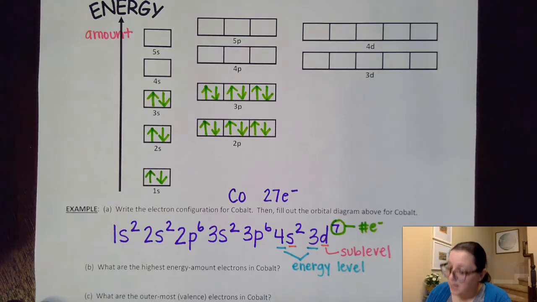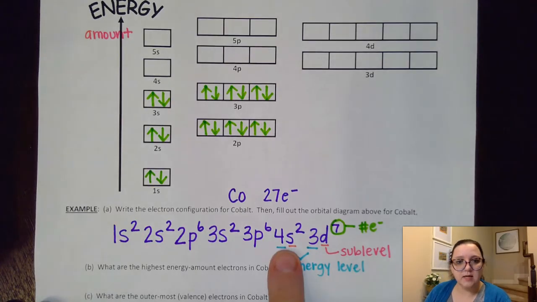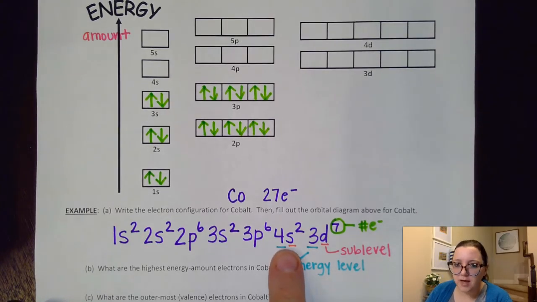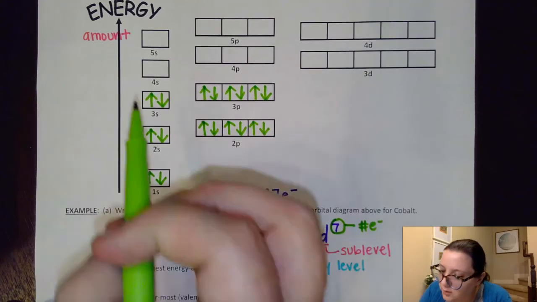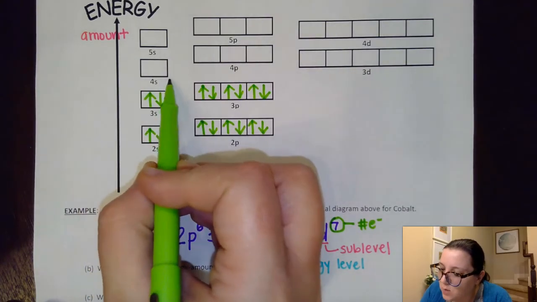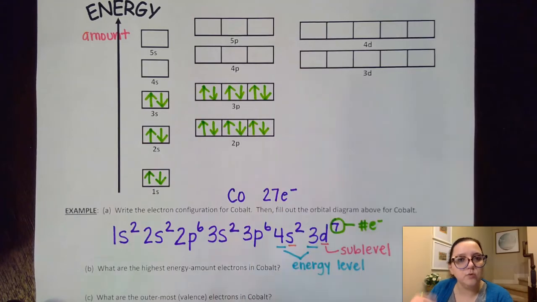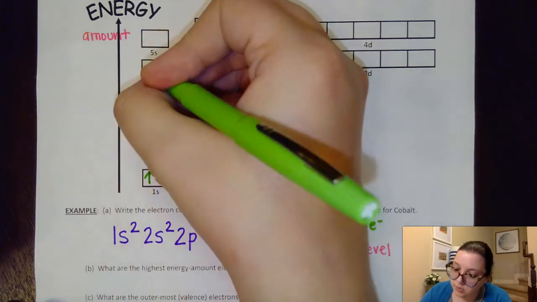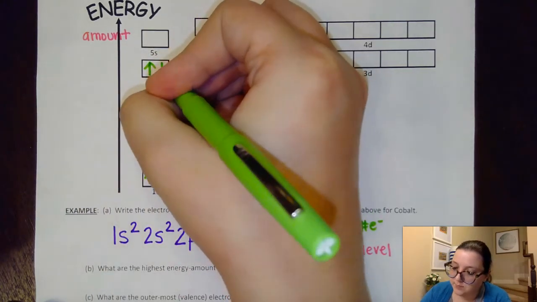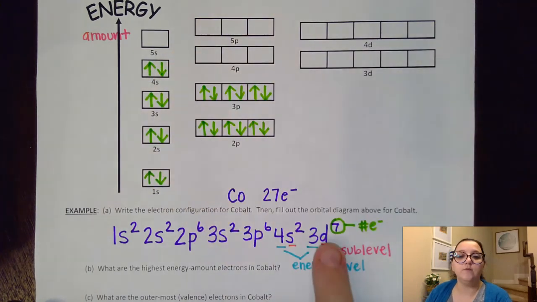All right, next, 4s. And you're thinking, oh, why are we doing 4s before 3d? Well, if you look, 4s is at a slightly lower energy amount than 3d. 3d actually has a little more energy to it because of the weirdness of the shapes. So again, we are following that Aufbau principle that says we fill orbitals of lowest energy amount first. So we're going to put those 2 electrons into 4s. And then last but not least here, we're going to fill up 3d.